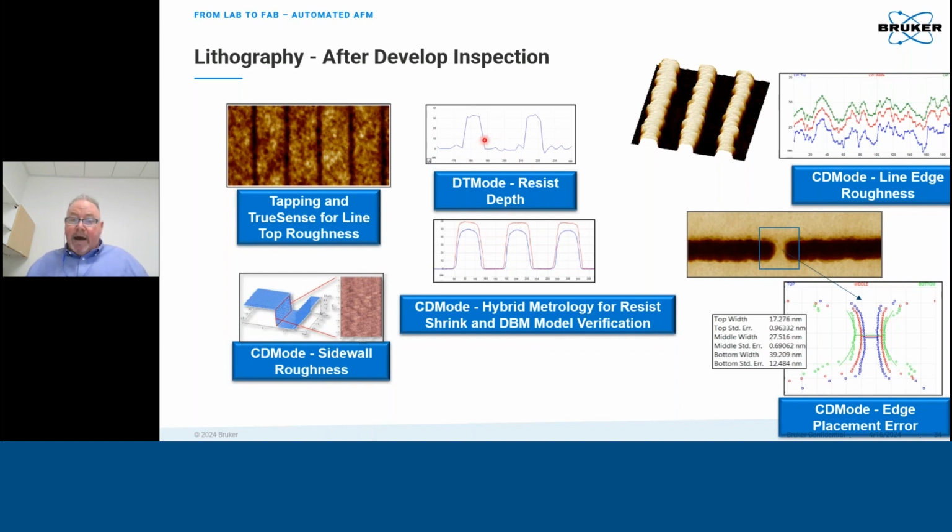DT mode for resist depth. Resist depth is very important to know how deep the resists are and that the deposition's been correctly applied. Line edge roughness and edge placement error are both critical measurements as well for lithography. Again, these are both CD mode applications. And then lastly, a final CD mode application and DT mode application would be hybrid metrology. This is a common one where we work closely with other metrology techniques in the fab in a hybrid metrology aspect, looking at resist shrinkage, which is an important metric to know for any design-based models that are being used for feed forward.